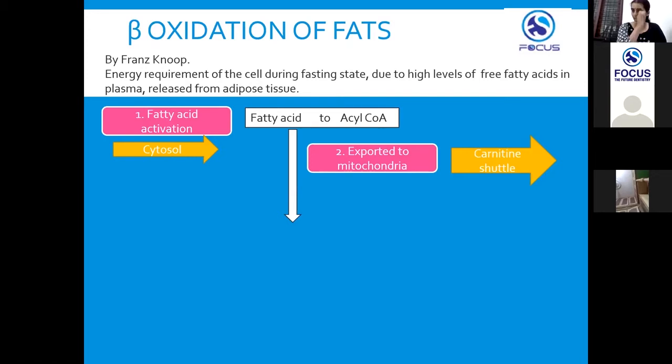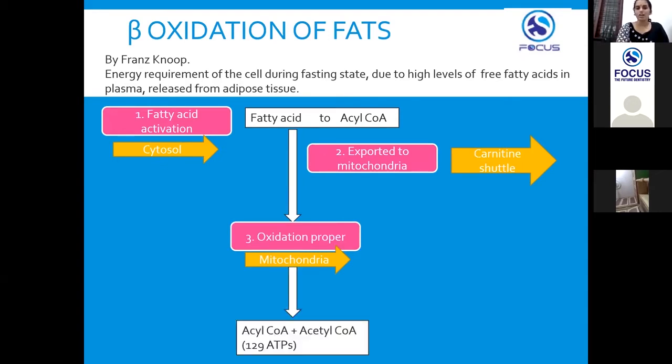So the carrier molecule for exporting the fatty acids to mitochondria is carnitine carrier. That is called the carnitine shuttle. In the mitochondria, the oxidation proper occurs. That is the third stage of beta oxidation of fat, the third step. Here, ultimately, this will be converted into acyl-CoA and acetyl-CoA.